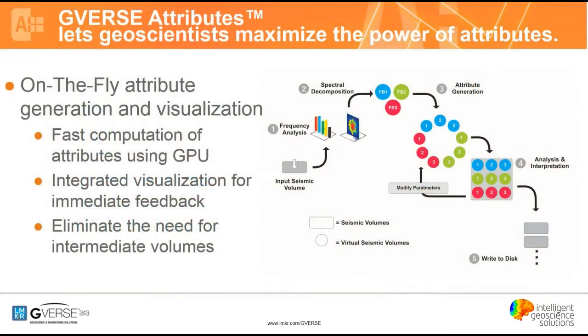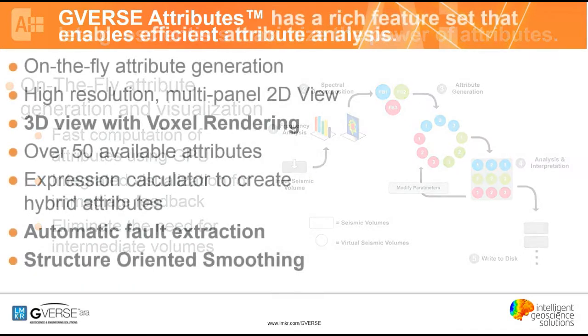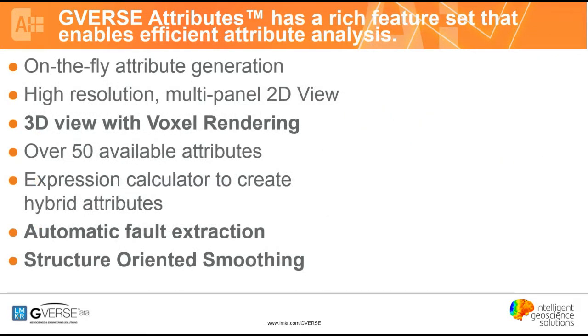GVERSE attributes makes your attribute analysis workflows faster and more efficient by providing on-the-fly attribute computation and immediate visualization in integrated viewers. This lets you compute and compare attributes much faster without having to generate all those extra volumes that are inevitably a part of traditional attribute analysis. We also provide specialized tools and a very rich feature set to enable efficient attribute analysis.